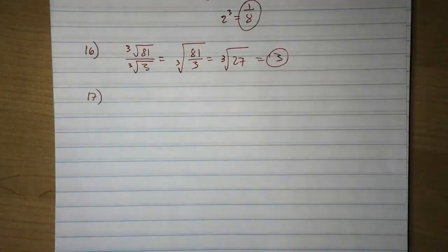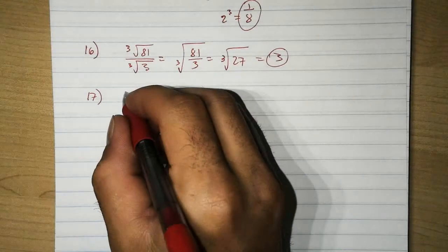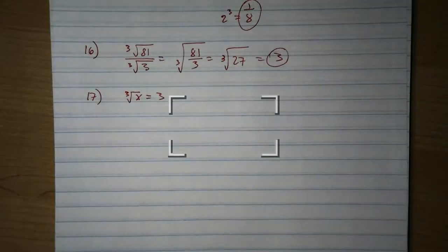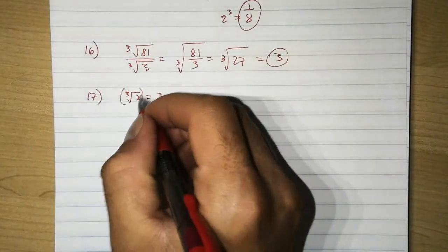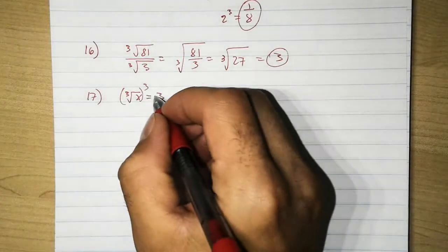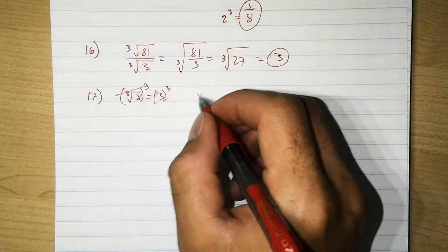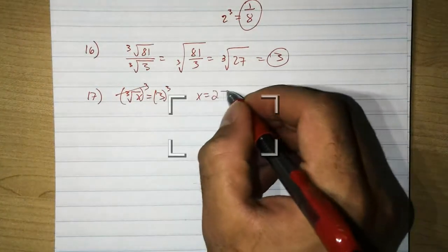17. Solve this. The inverse of the cube root is to cube both sides. So this cancels. We get x equals 3 to the third, which is 27.